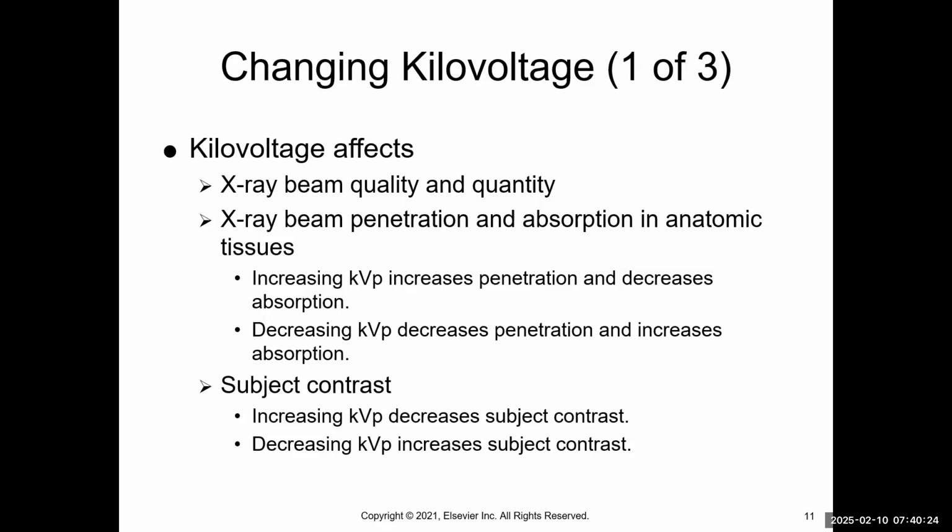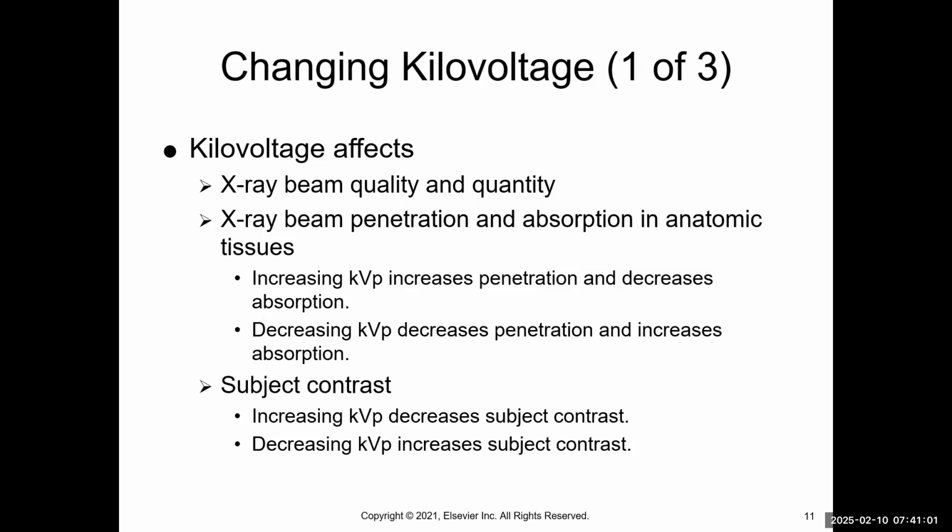So kV also affects through affecting quality. It's through the penetration of the beam. So the X-ray beam penetration and absorption in anatomic tissues. So increasing the kVp increases the penetration of the beam and decreases absorption, which just makes sense. If the beam is more penetrating, then that means that it is going to have a better chance to just make it through the body part instead of being absorbed in the body. Decreasing kVp decreases the penetration and increases absorption.